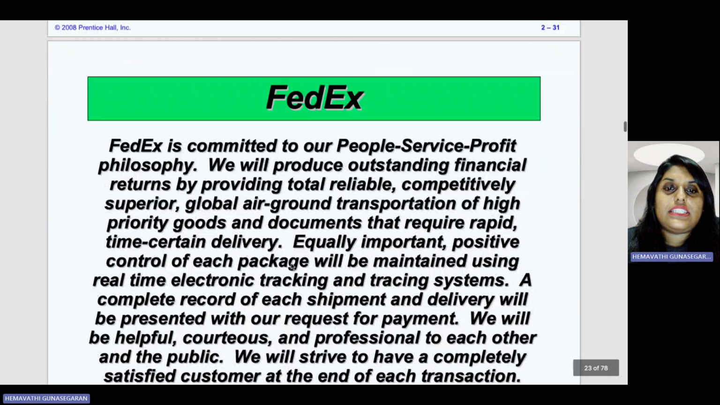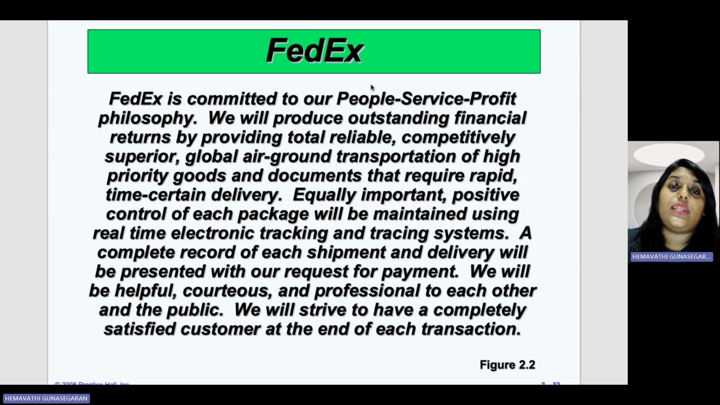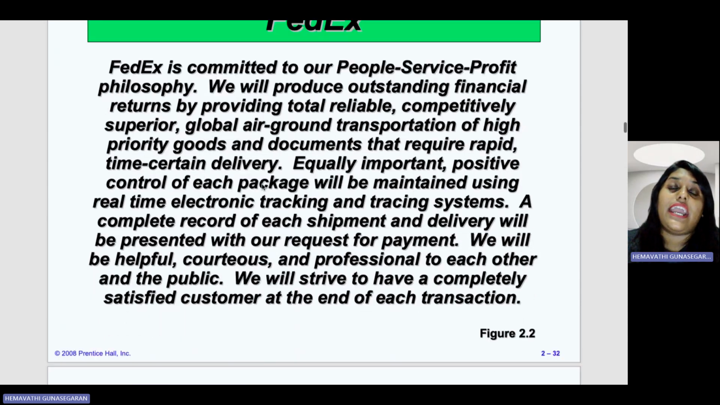Okay. Now, this is a long mission that we have for a specific company called FedEx. Right? FedEx is a courier service company. Now, in the past, we have seen a lot of mission statements that are too long. For instance, this FedEx mission statement is very long and it is going to be tricky when we want to read it, understand it, as well as memorize it.